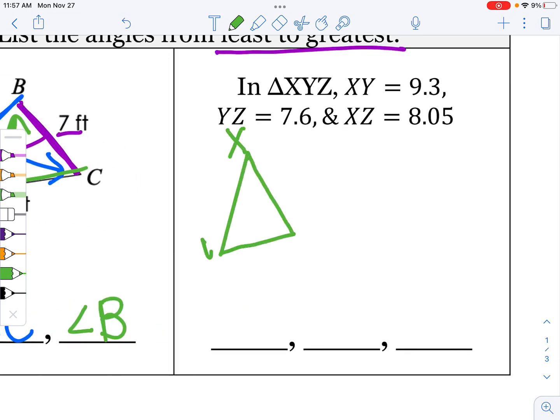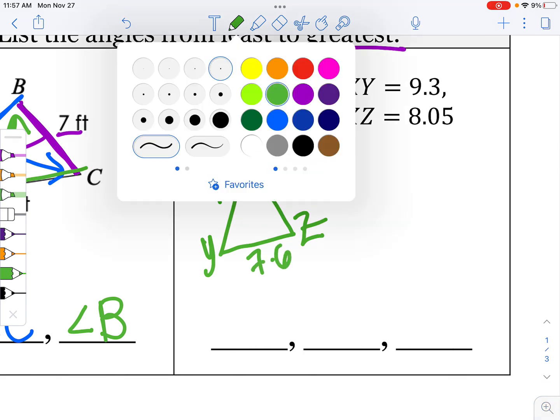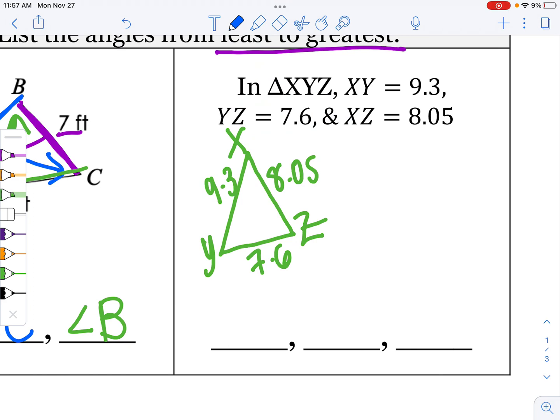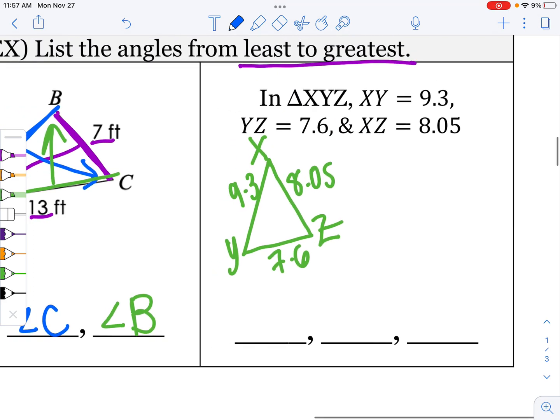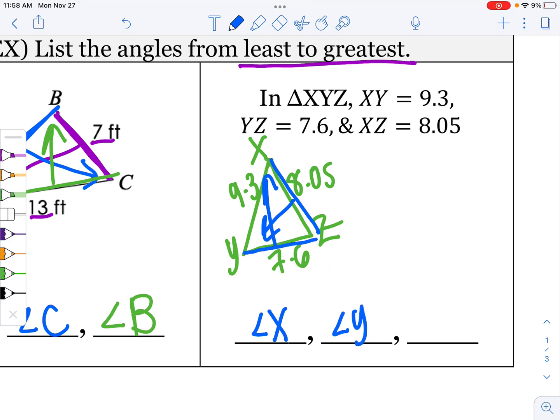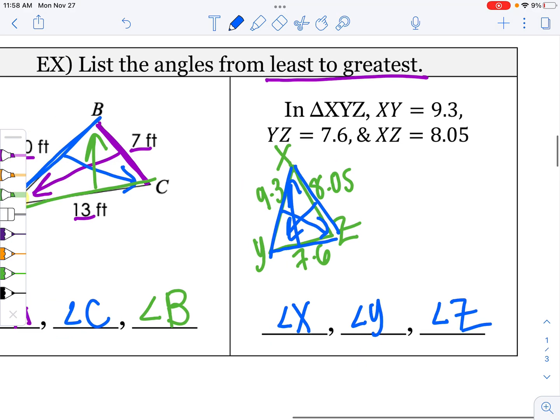So again, if in doubt, draw it out. In triangle XYZ, again, this is just a rough sketch, XY is 9.3, YZ is 7.6, and then XZ is 8.05. That is very, very specific, so let's go through and find the angles in order from least to greatest. So if I want the smallest angle, I'm going to go look at the smallest side, which is YZ. So across from that, the angle opening up to that would be X. Then 8.05 is the medium, so that'd be angle Y, which leaves 9.3 as the longest side, which means the angle Z would be the one that is opening up to that. So angle X, angle Y, angle Z.